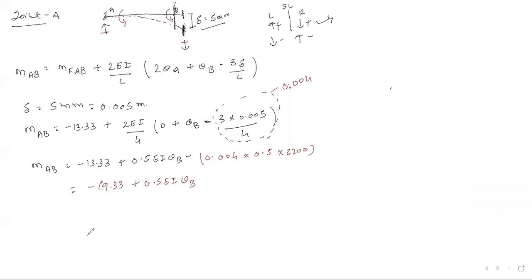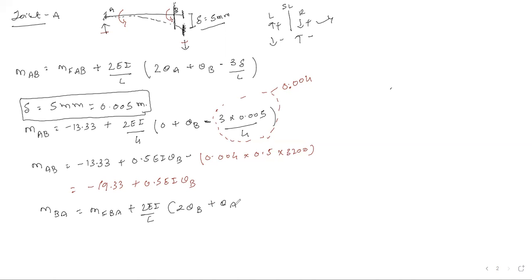Now next, MBA. Now the delta plus interpretation will remain constant for the whole span, that means for any joint we calculate moment, the value of delta will remain positive. Clear? So let me apply the same equation, MFBA plus 2 EI by L, twice theta B plus theta A minus 3 delta by L. Put all the values, place all the values.